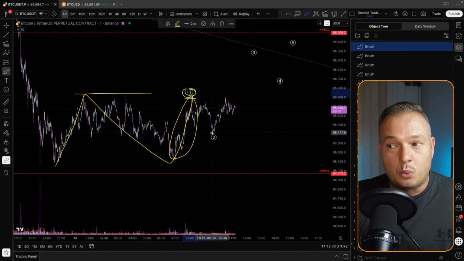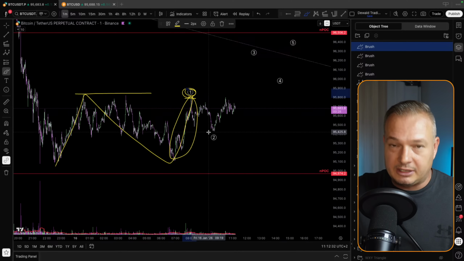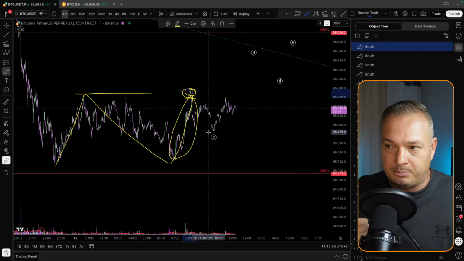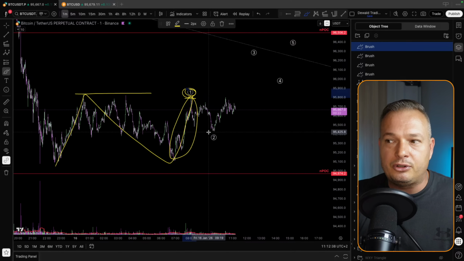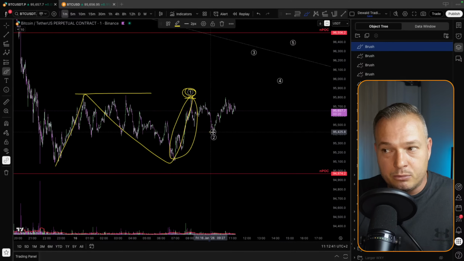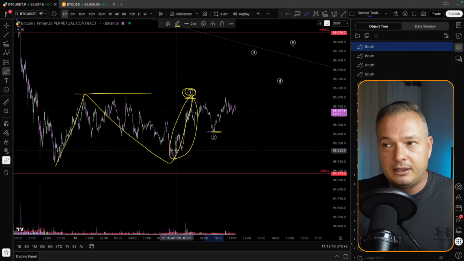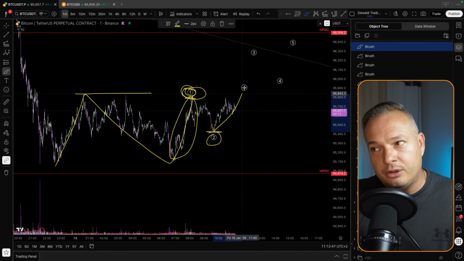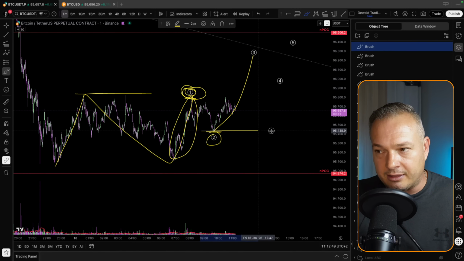Okay? And this is why I moved. I can only share with you guys what I am doing. Okay, this is my trading plan. You might have a completely different trading plan. This is why I moved my stop loss to here. Because if this is 1 and this is 2, I really want the third wave to continue and not take this low again.